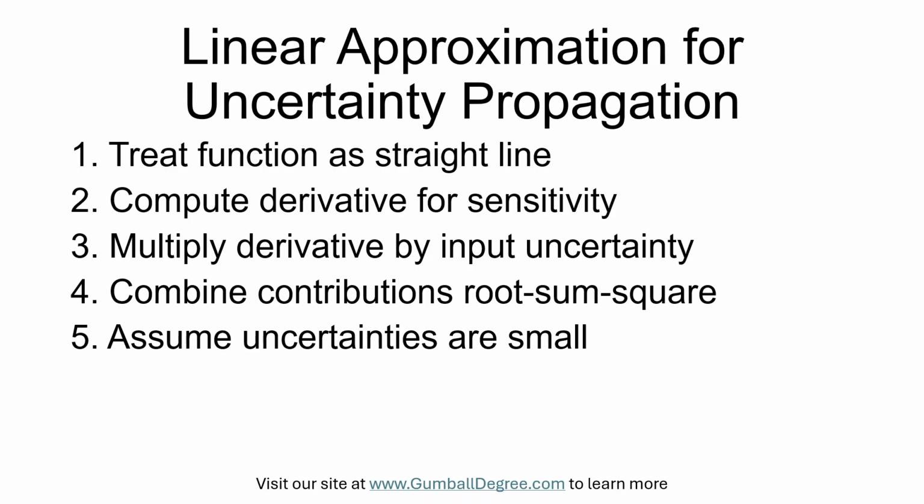If errors are independent, you usually combine those individual contributions by adding their squares and then taking the square root to get the overall uncertainty, because positive and negative deviations can cancel less often than add up in a root mean square sense. This method assumes the uncertainties are small, so the curved parts of the function do not bend the straight line approximation too much.